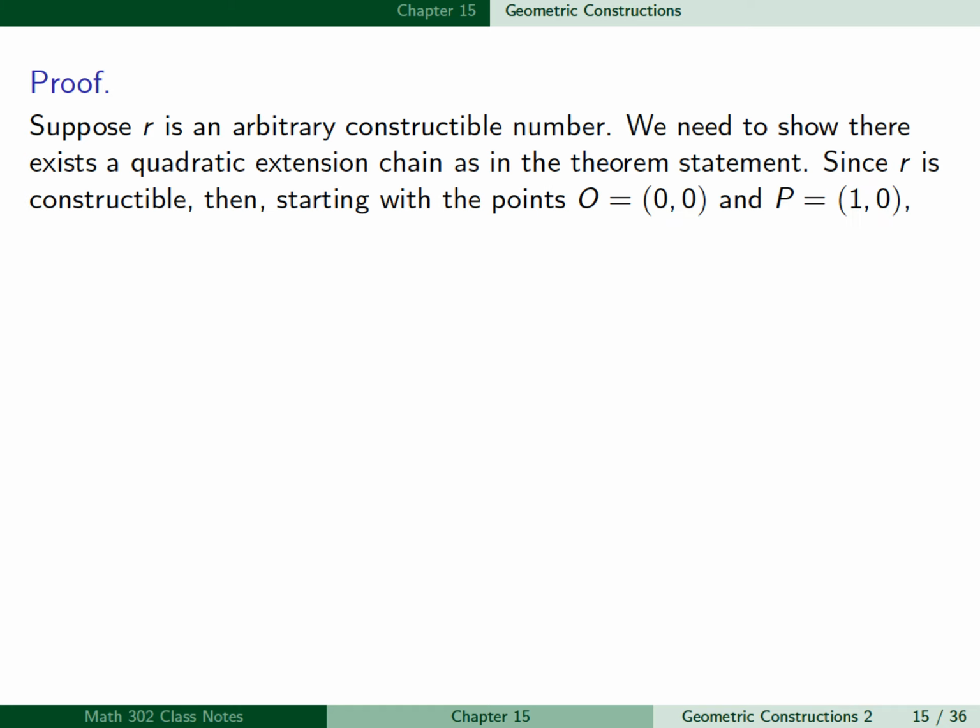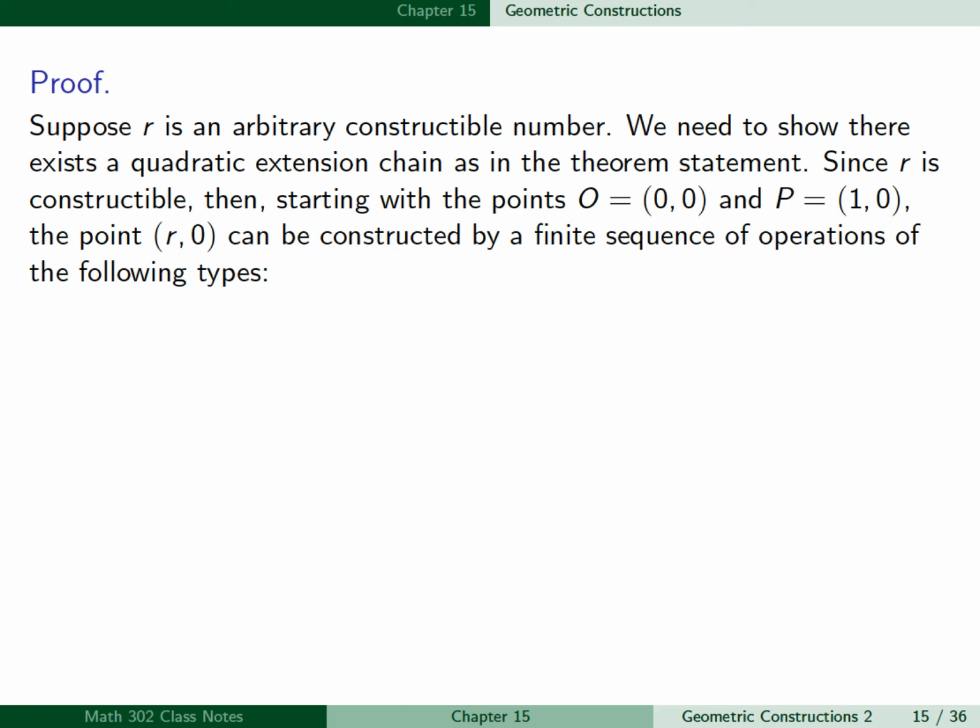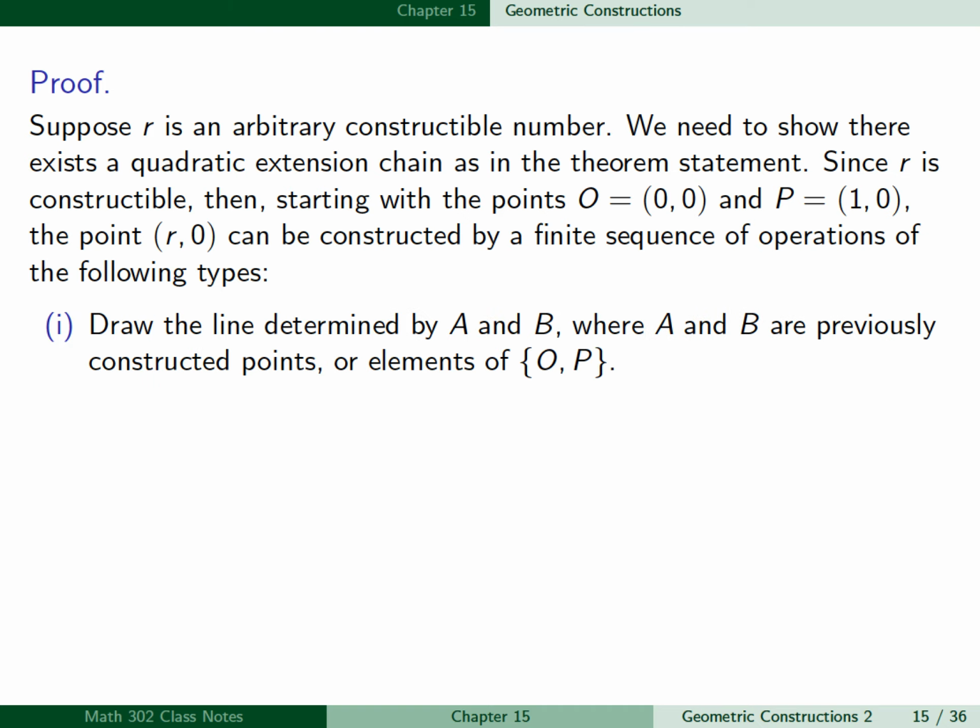And since R is constructible, then starting with the points O, the origin (0, 0), and the point P equal (1, 0), the point R0 can be constructed by a finite sequence of operations of the following types. We can draw the line determined by A and B, where A and B are previously constructed points or elements of the set containing the origin and the point P.